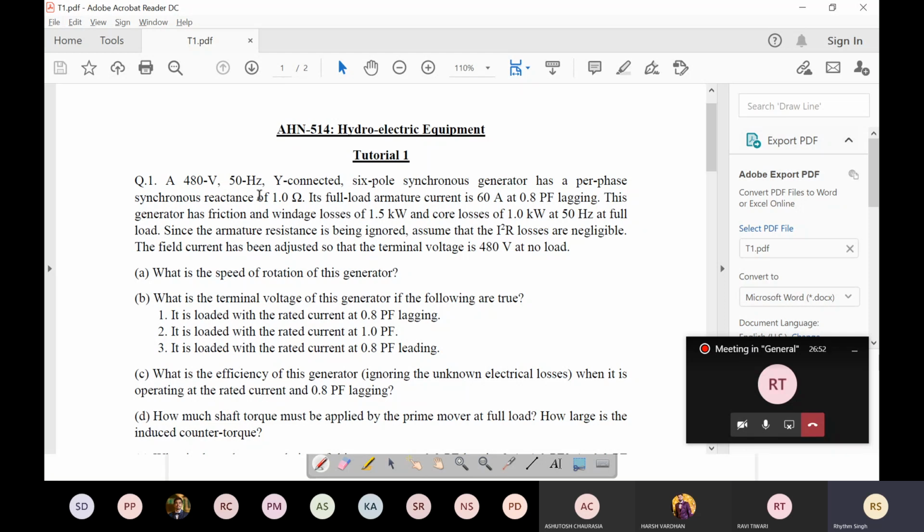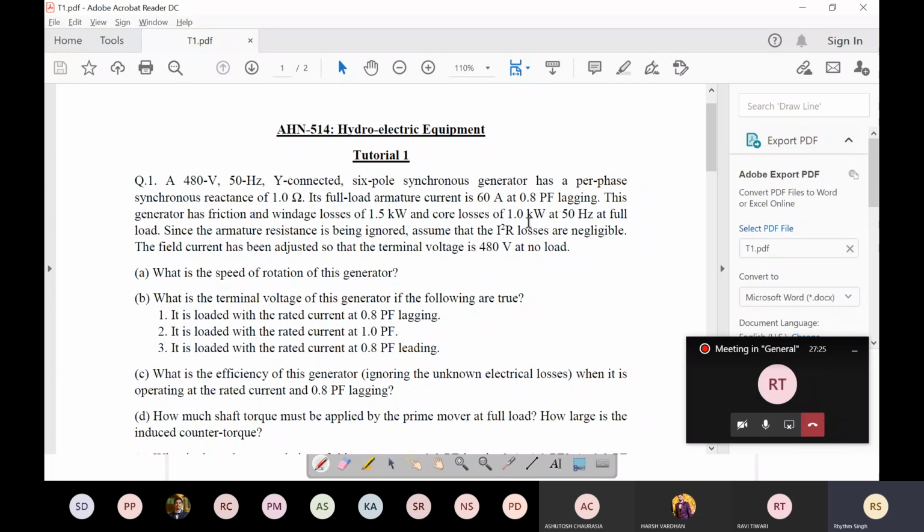and per phase synchronous reactance of 1 ohm. So this is the XS which we discussed earlier, synchronous reactance. Full load armature current is 60 amperes. This is the rated armature current, and at 0.8 power factor lagging, that is the rated power factor. Then there is some information given regarding the losses. The generator has friction and windage losses of 1.5 kilowatt. So total mechanical loss is 1.5 kilowatt, and core losses of 1 kilowatt.